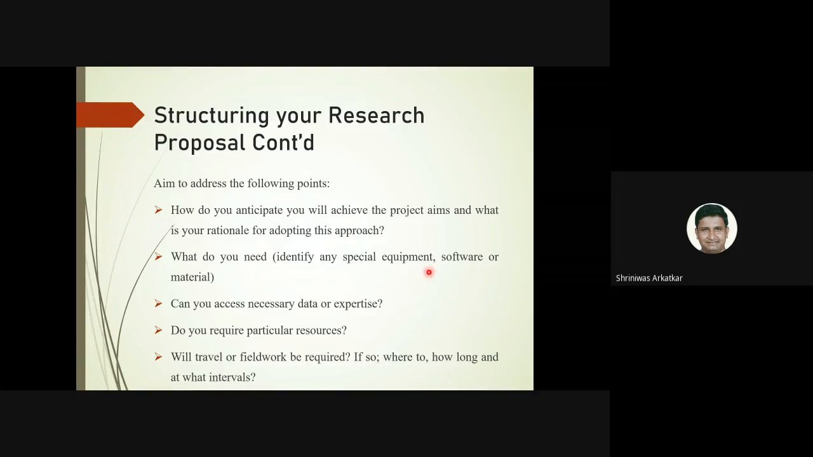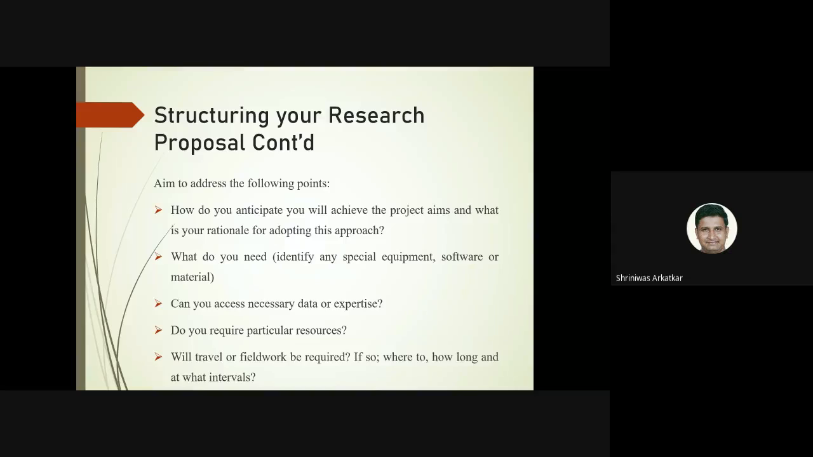Identify any special equipment, software or material that you want to use. Can you access necessary data or expertise? Do you require a particular resource? Do you require some travel or field work to be done? All these elements are important to note, because based on that you will be able to give funding details. If you don't justify your funding details, then you are not likely to get the project, because they will think that you don't have a clear-cut idea of how you are going to spend your fund and grant, in what time period and in what phase.